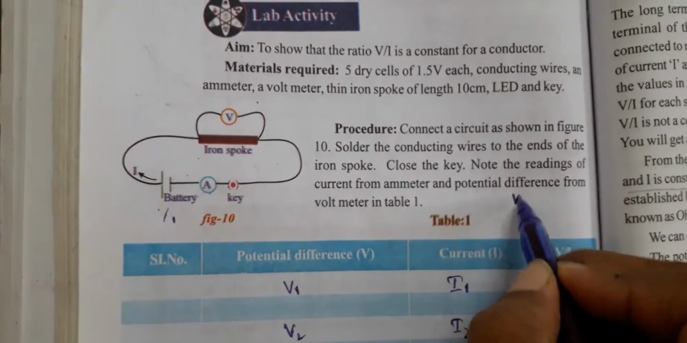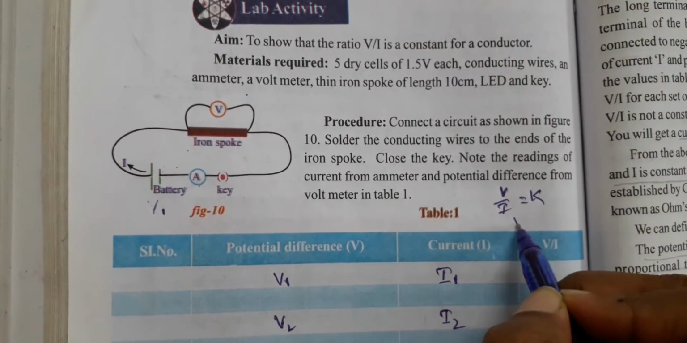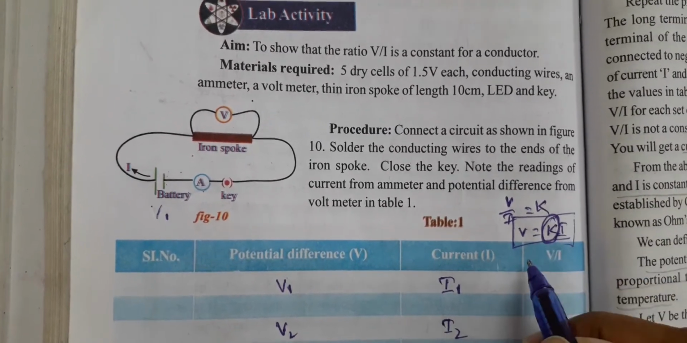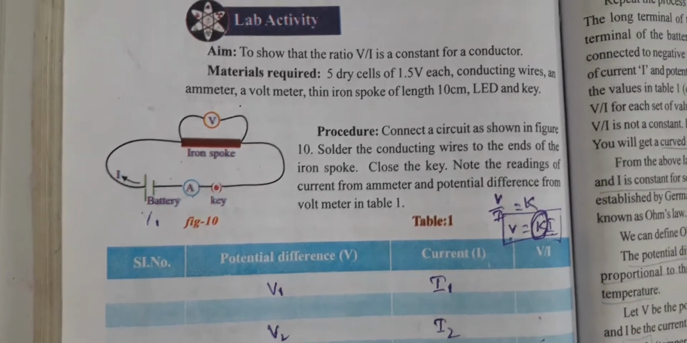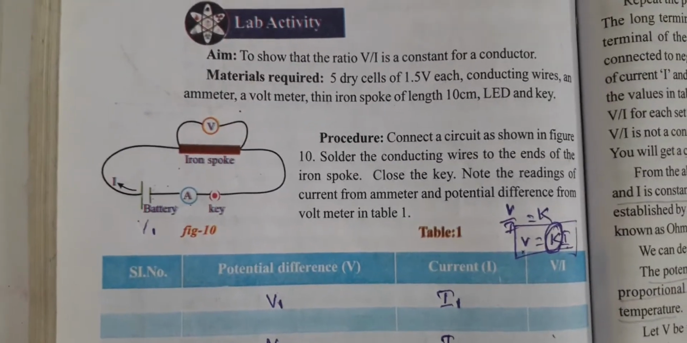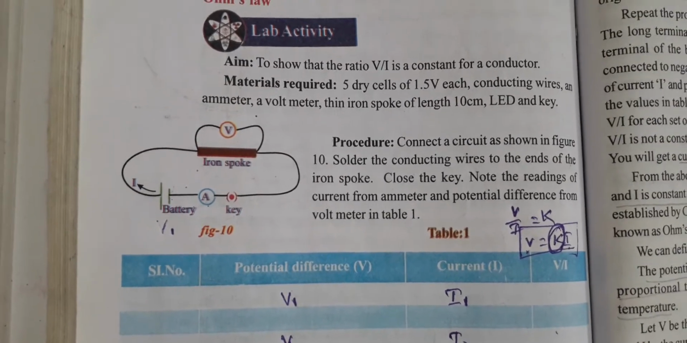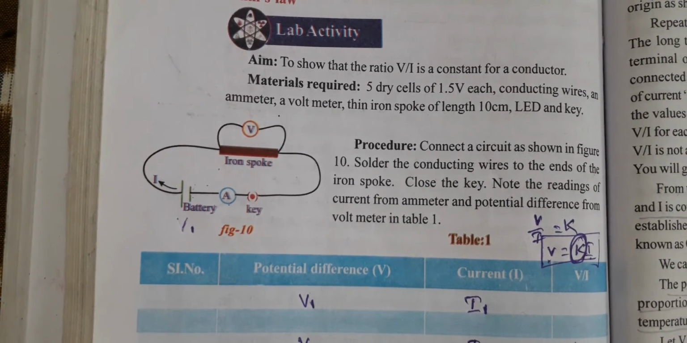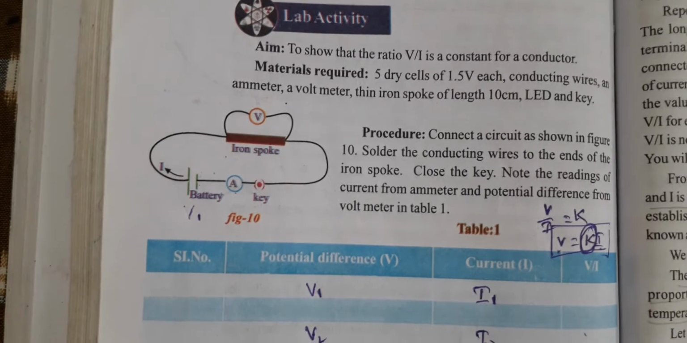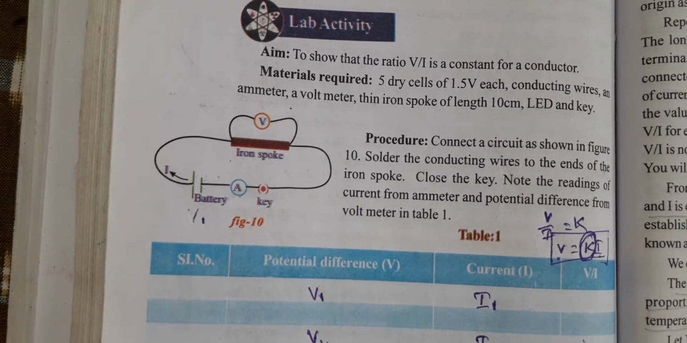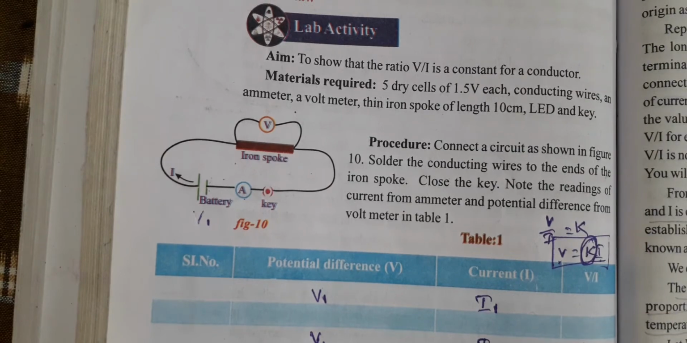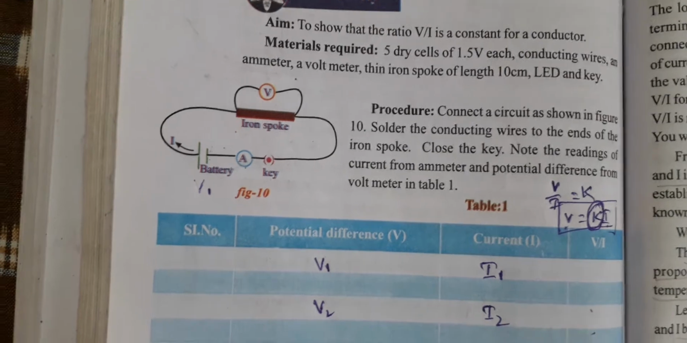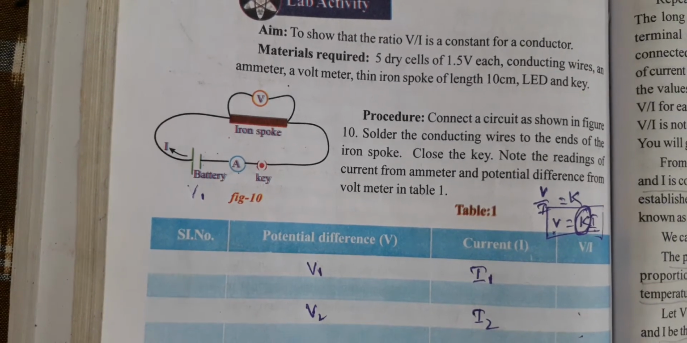Mathematically we say that V by I is equal to some constant K, or V is equal to K into I. Mathematically speaking, this being the constant. That means V is directly proportional to I, or I is directly proportional to V. So therefore, we can say that the potential difference between the ends of the conductor and the current I are proportional to each other.